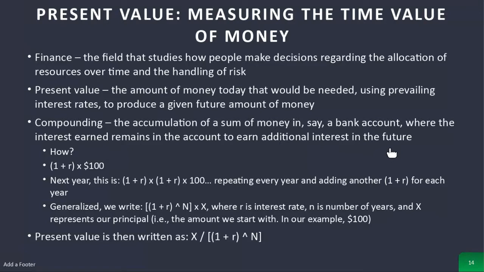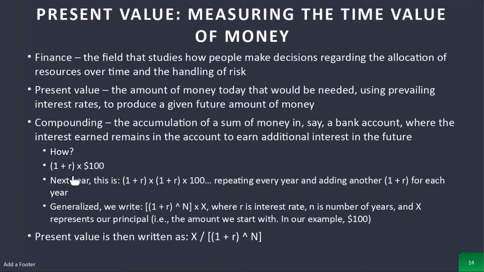So let's just say you have $100 in the bank. If you earn 5% interest, then you would have $105 at the end of the year. But what's cool is that the next year you earn 5% again, but you earn 5% not only on the $100 in that account, but also on the 5% in interest you earned the year prior.